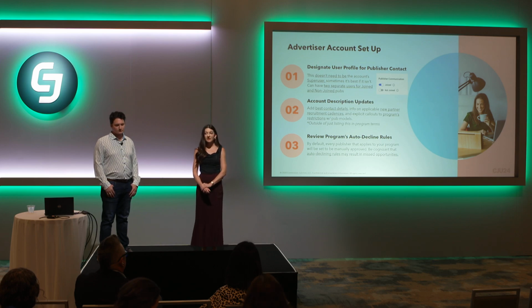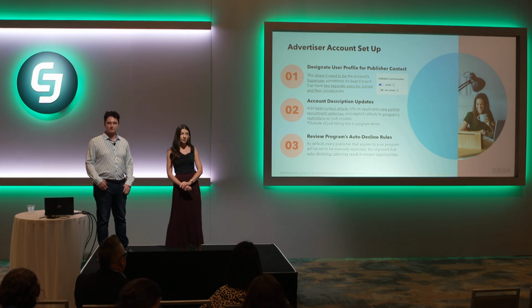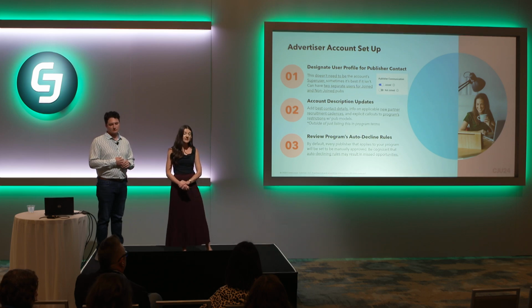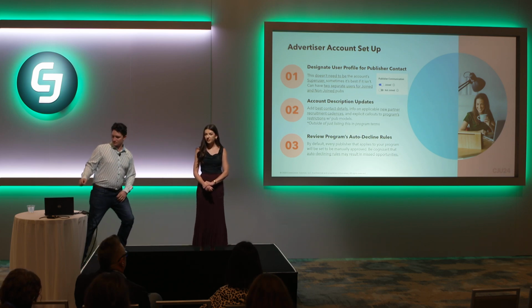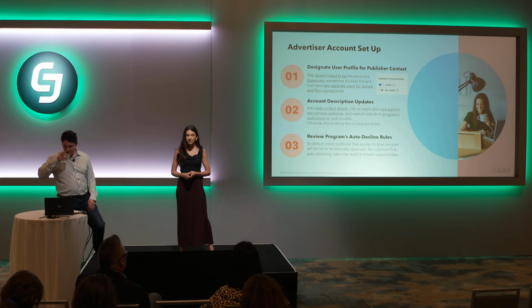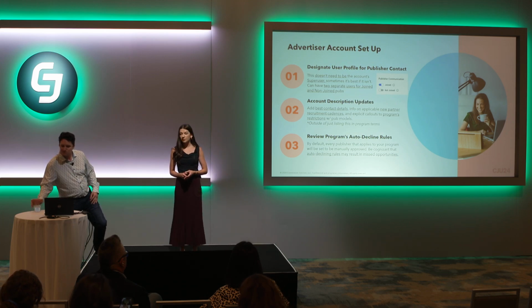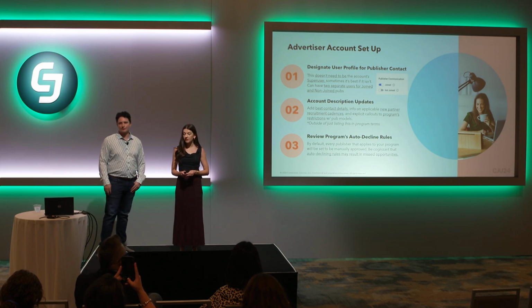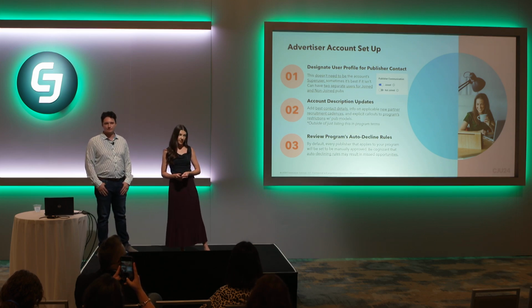So the first point of that is designating the proper user profile for non-joined and joined publishers to reach out to. And this doesn't necessarily need to be the super user. For most advertiser accounts, there's multiple users on the account, and some are managing non-joined partners and others are managing joined. So really ensure that that person is toggled appropriately when setting that part up.